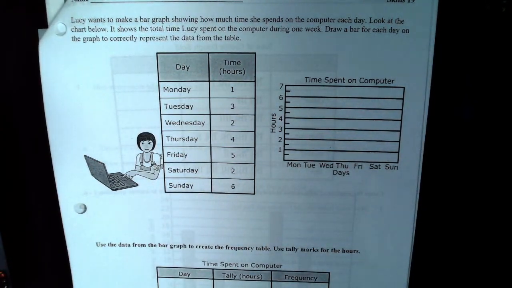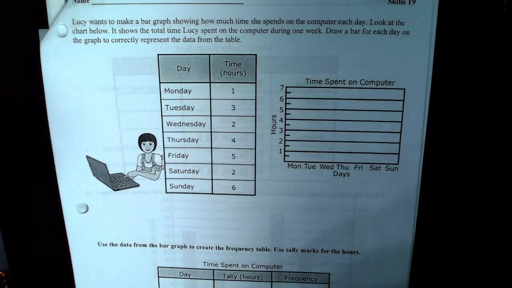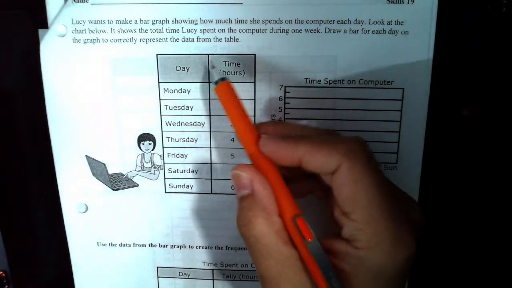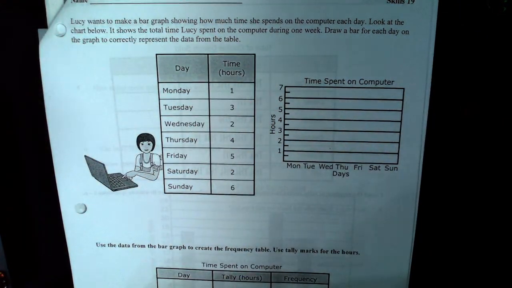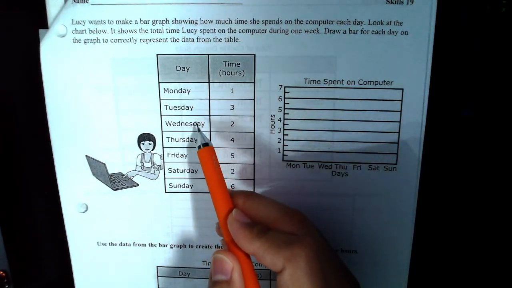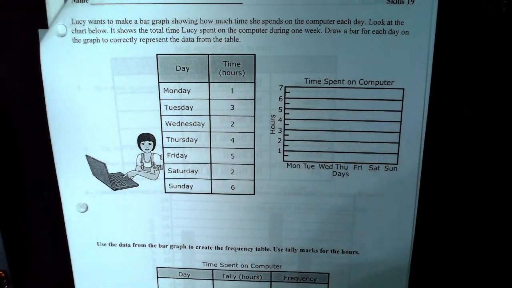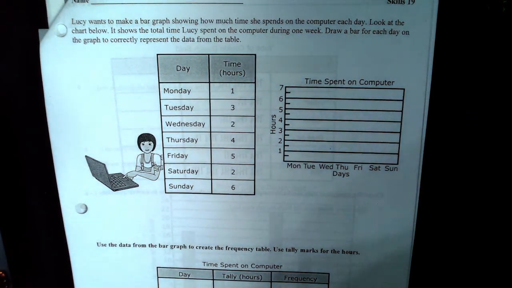Skills 19 says Lucy wants to make a bar graph showing how much time she spends on the computer each day. Look at the chart below. So here's our chart right next to the picture of Lucy. It shows the total time Lucy spent on the computer during 1 week. So Monday, Tuesday, Wednesday, Thursday, Friday, Saturday, and Sunday. Draw a bar for each day on the graph to correctly represent the data from the table.